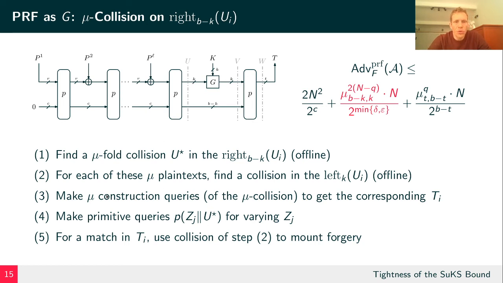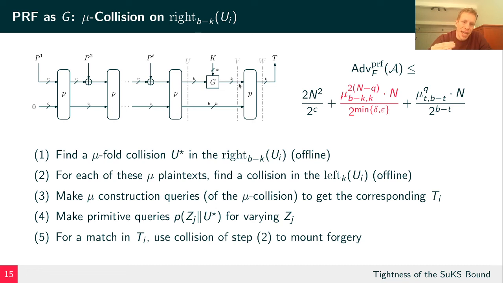Now, for these mu construction queries of the multi-collision, we compute the corresponding tags. We know that these are mu different tags, very likely, but they all had the same inner part, the same rightmost b minus k bits. What we do now is recover the leftmost k bits of v. We vary the leftmost k bits of v, which we call cj here, and evaluate the permutation until we get a match against t. In this case, for one of the plaintexts in this mu-fold collision, we recovered the leftmost part of v.